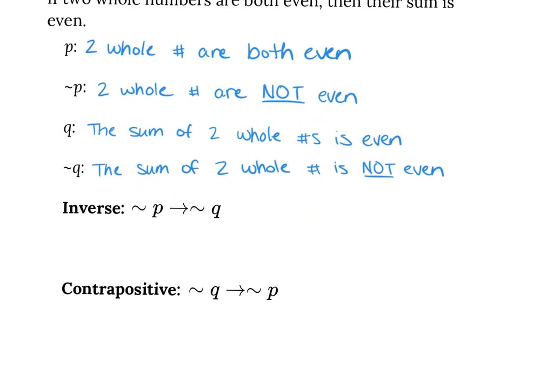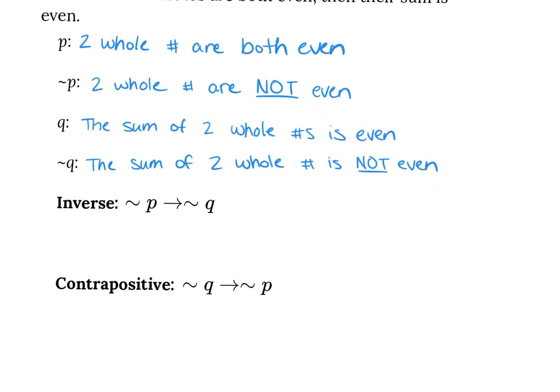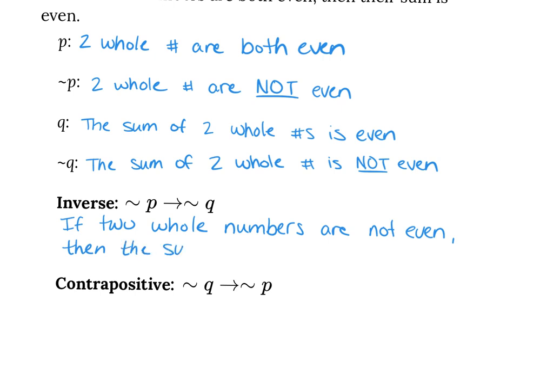Okay, so then to put it all together, to create our inverse, we keep our hypothesis and conclusion in the same position, but we are negating them for our inverse. So if two whole numbers are not even, then the sum is not even.